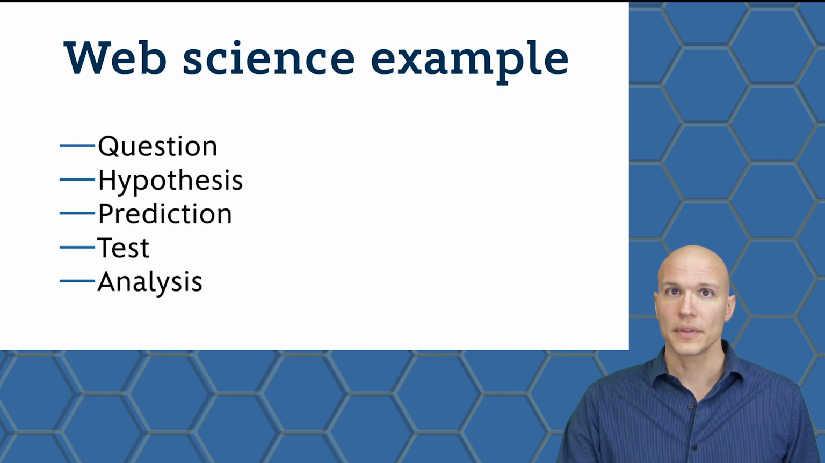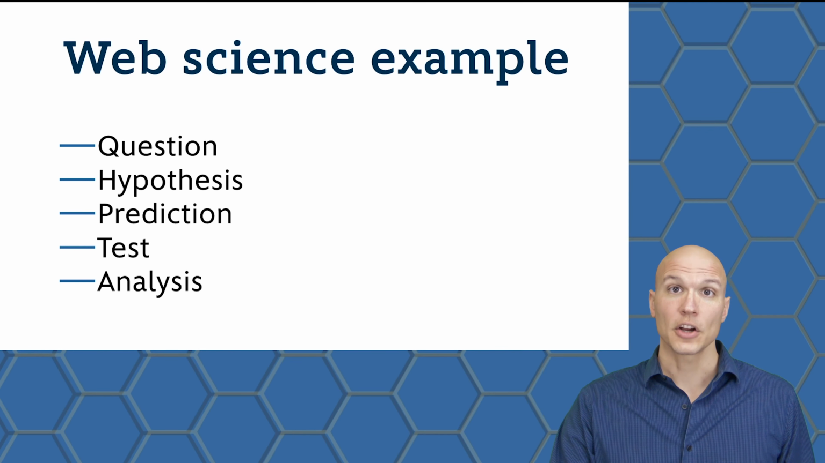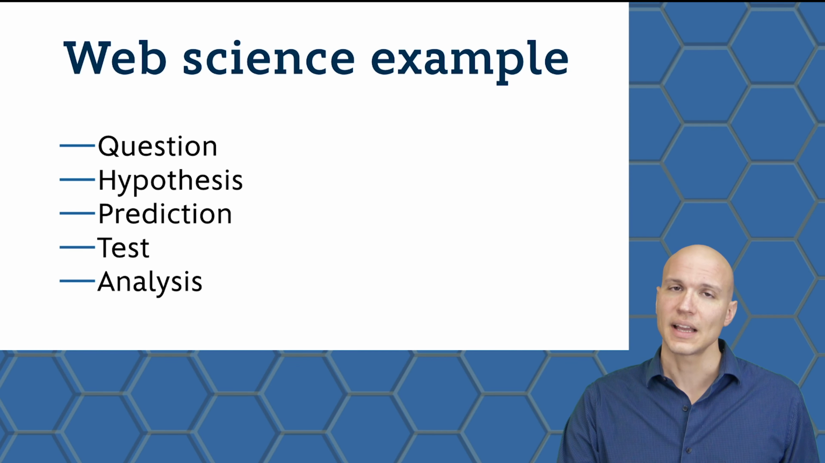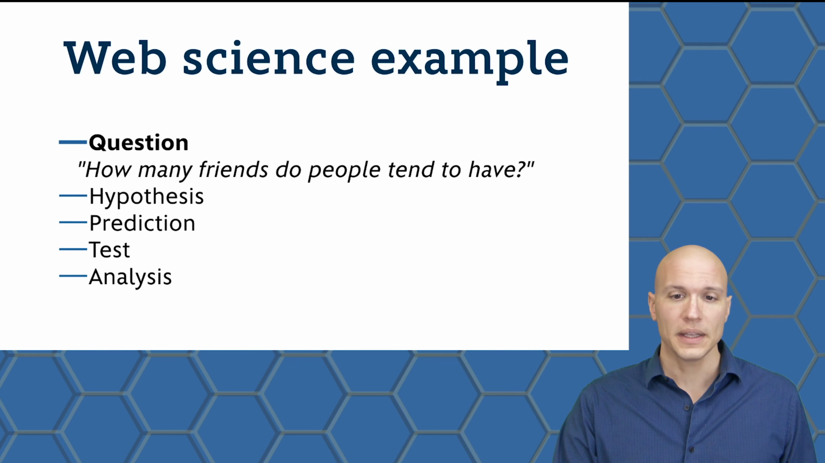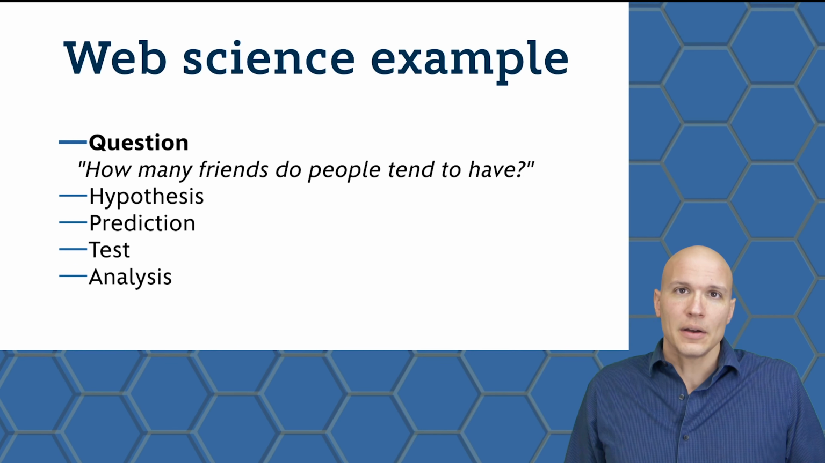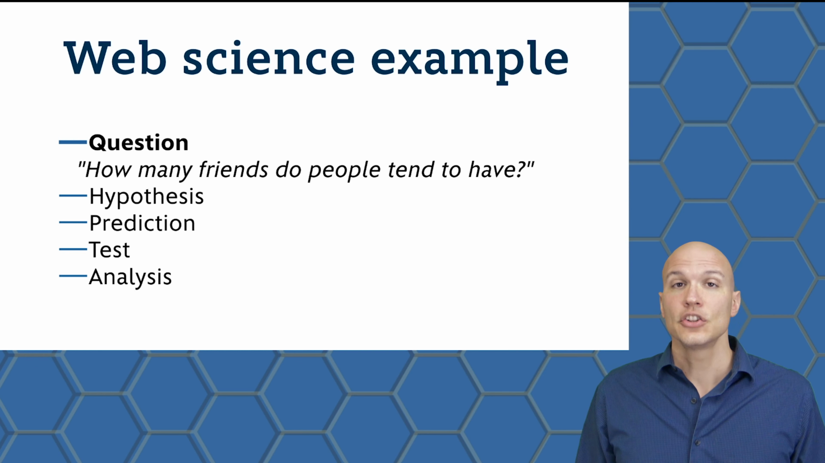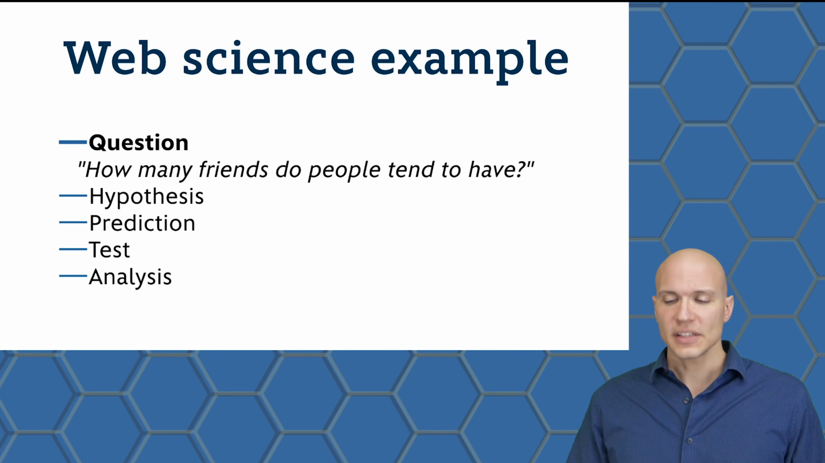So we can walk through that a little more concretely with a web science example. It's not like the most brilliant example, but it's an example in the context of social media. And it's going to be, I just want to know, what are people like? What's social interaction like? How many friends do people tend to have? As humans. How many friends do humans tend to have?